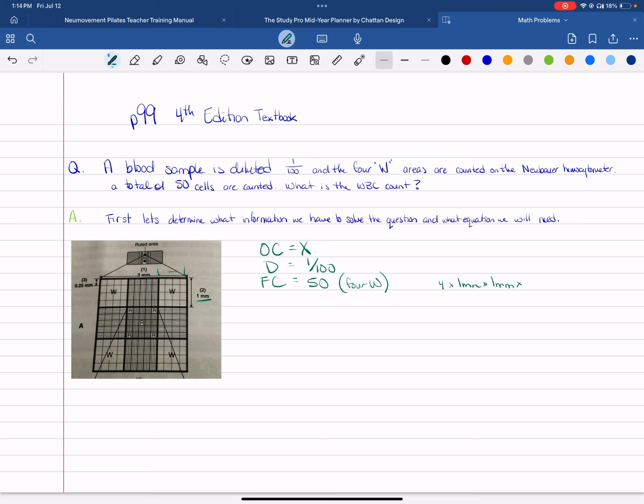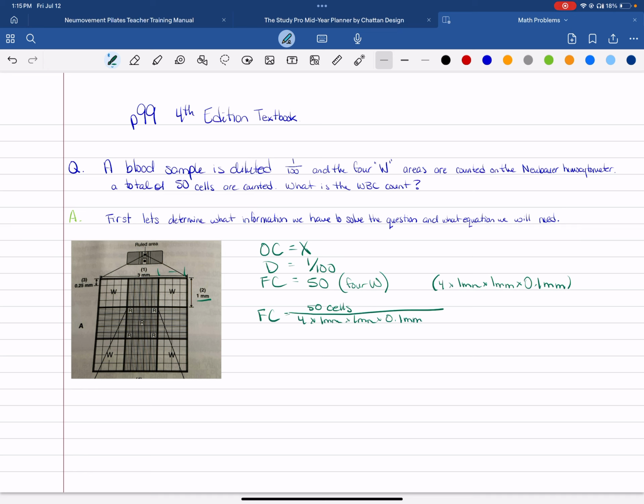And then, as you can see from figure 8.4 on page 98, it's also determined the depth of this W location, which is 0.1 millimeters. All right, so our actual final concentration is those 50 cells in that 4 times 1 millimeter times 1 millimeter times 0.1 millimeter.